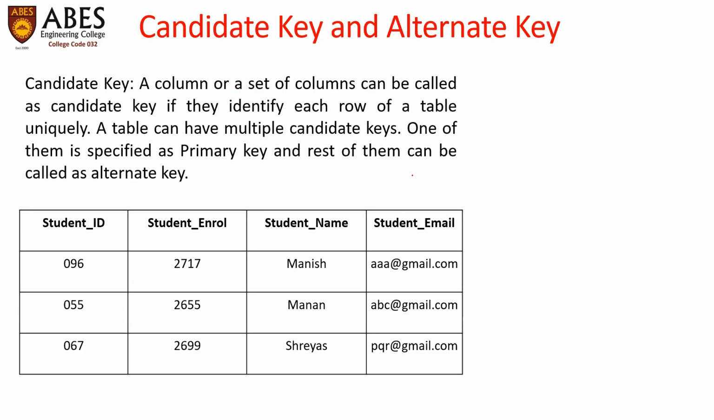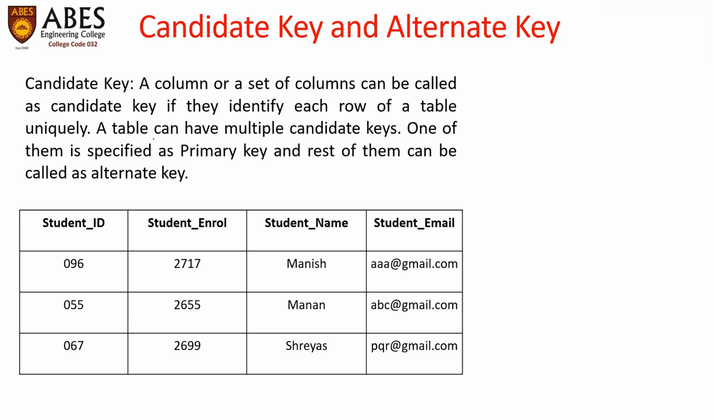Next, we shall discuss what are candidate keys and what are alternate keys. We have already discussed what is a primary key. So now let us understand what is a candidate key. A column or a set of columns can be said to be a candidate key if they identify each row of a table uniquely. Means any key, any attribute that is able to uniquely identify an entity in an entity set is said to be a candidate key.